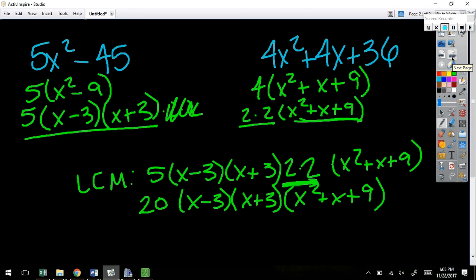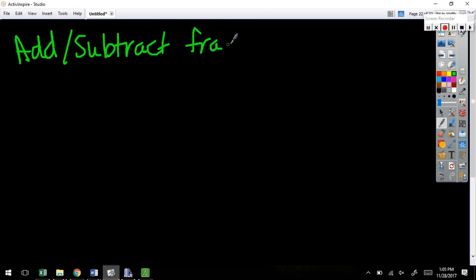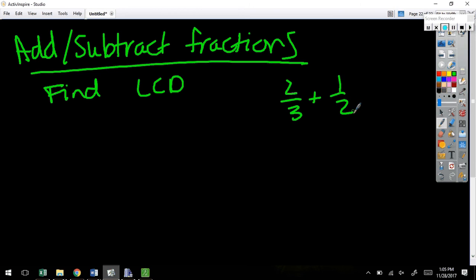All right, let me set you up with a couple of rules first. When we add or subtract fractions, when the denominators are different, we find the LCD first, right? Like if I go back to that 2/3 plus 1/2, we found that LCD, and that LCD was 3 times 2, right?